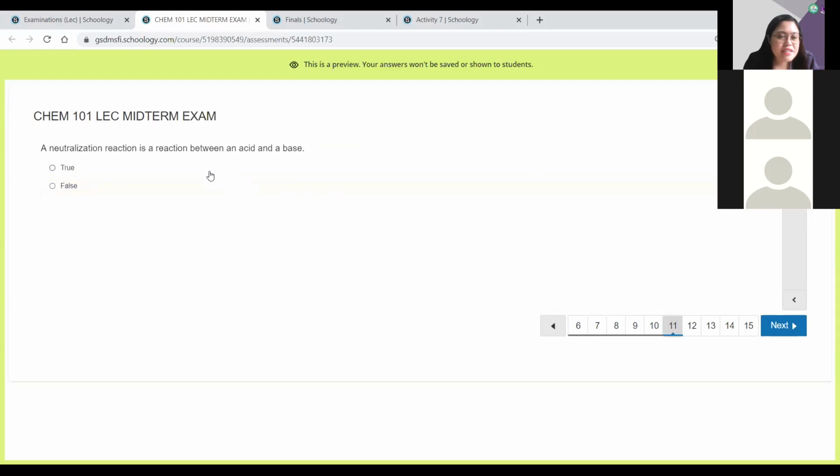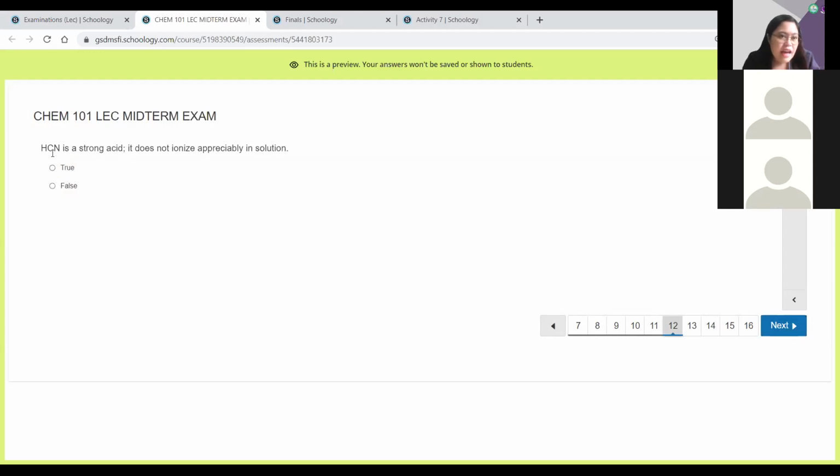Next, a neutralization reaction is a reaction between an acid and a base. So this one is true. Pag sinabing acid and base reaction, we call it neutralization reaction.